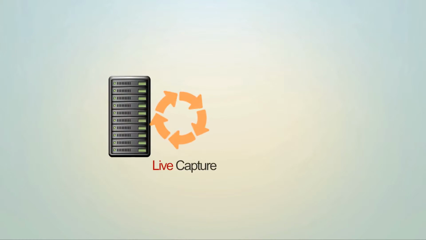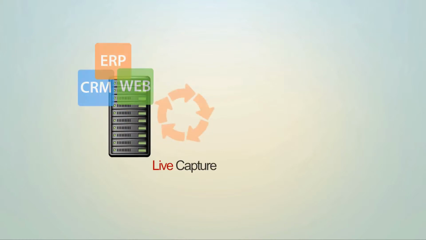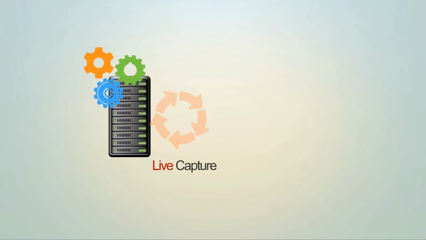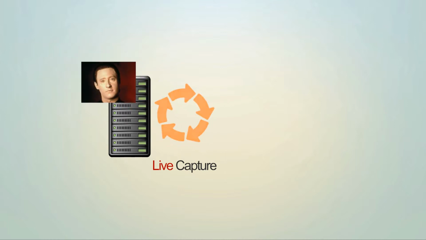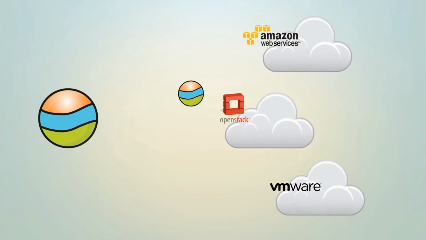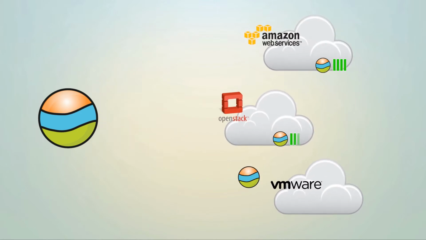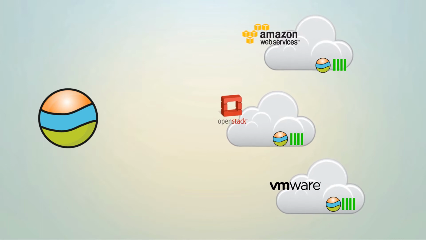Racemi's dynamic imaging technology captures your entire physical, virtual, or cloud server into an image. These images contain the entire operating system, applications, and configuration for your server. These images are then used to create new server instances on dissimilar physical, virtual, or cloud platforms.